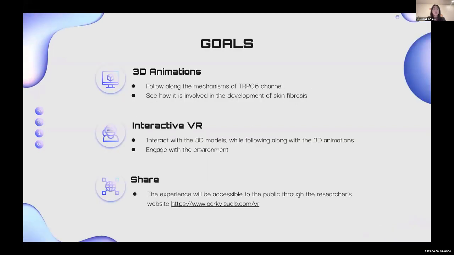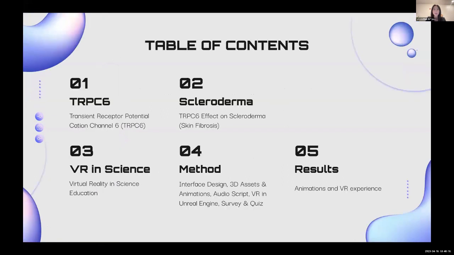These are the goals of my thesis. So first is to create 3D animations that allow the user to follow along the mechanisms of the TRPC6 channel and see how it's involved in development and progression of skin fibrosis. Next is to create a VR experience that allows users to interact with the 3D models while following along with the 3D animations, as well as engaging with the environment. And lastly, sharing the experience on my website. And these are the topics I'll be going over today. First, I'll be going over the channel and its relation to scleroderma, the effect of virtual reality in science education, the methods I took to create this, and finally, the results.